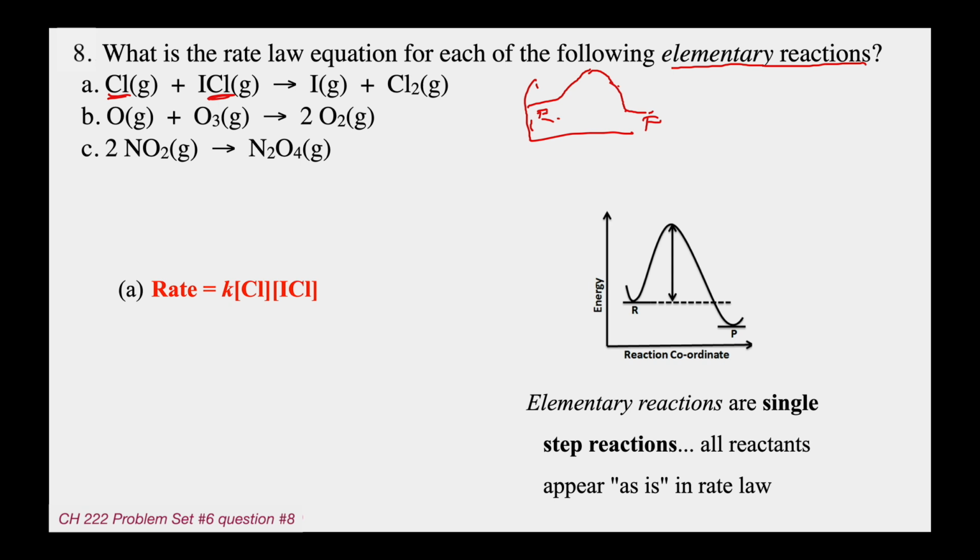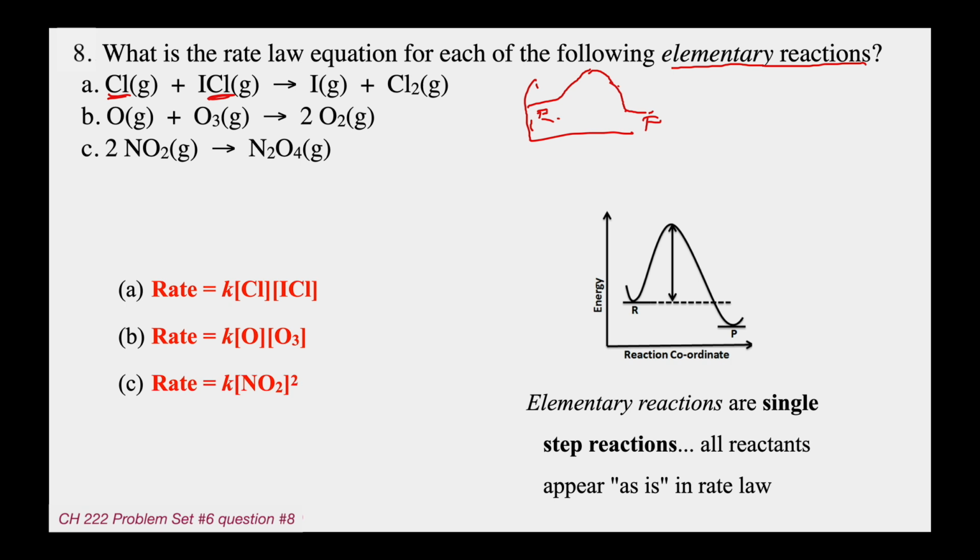So the second one would be rate equals k times O times O3. I'm literally putting the reactants in their orders right there. And the last one, you could write rate equals k times NO2 times NO2, or rate equals k times NO2 squared. So in all of these reactions, they're single step, an elementary reaction. So in the first one, you'd have a Cl and an ICl bouncing into each other. In B, you'd have an O and an O3 bouncing into each other. And in C, you'd have two NO2s crashing into each other to make N2O4.